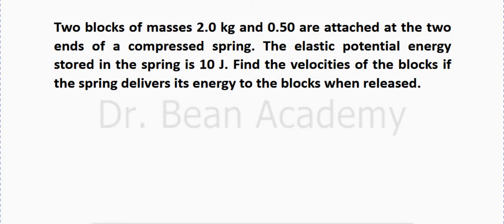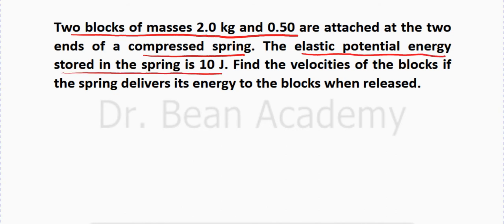Two blocks of masses 2 kilograms and 0.5 kilograms are attached at the two ends of a compressed spring. The elastic potential energy stored in the spring is 10 joules. Find the velocities of the blocks if the spring delivers its energy to the blocks when released.